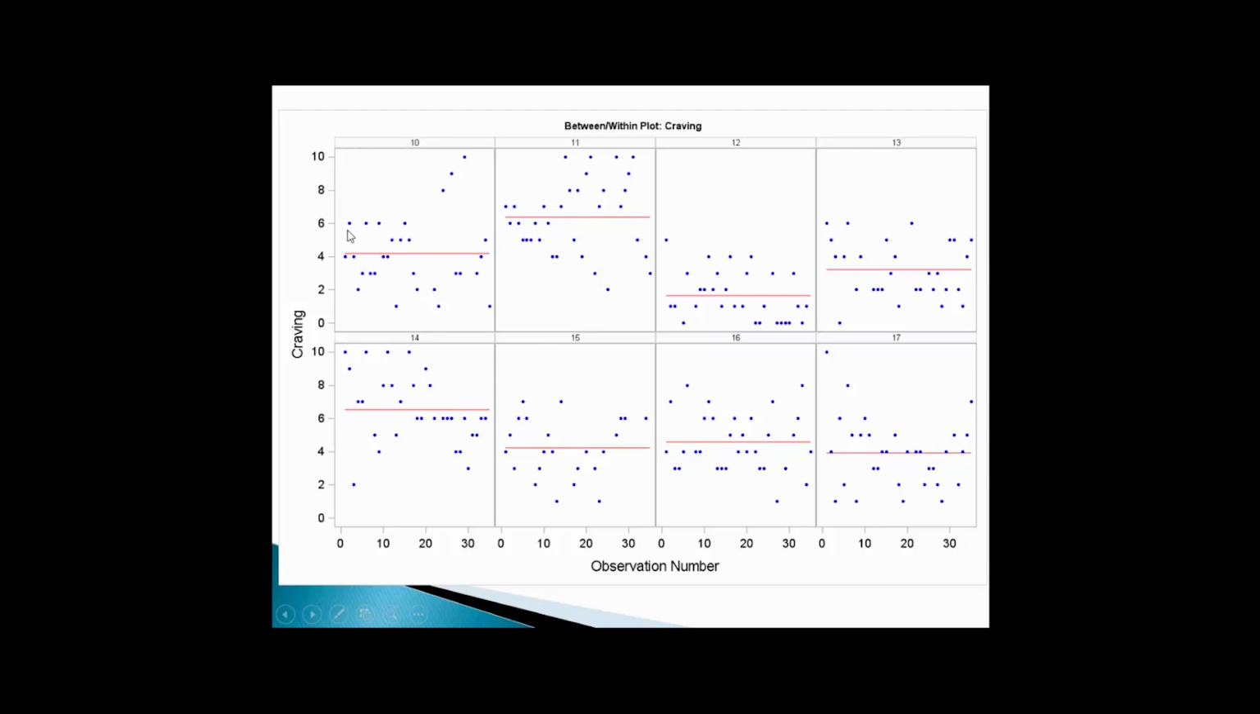When we're looking at the scatter of the blue dots around the red line, we're trying to understand why a person has a higher level of craving than they normally do at that moment. So that would be a within person question, right? So why does participant 10 have a higher level of craving around observations 20, 30, etc., than they do typically, or than they do at previous time points? Okay, so this plot I find very helpful for visualizing what we mean by a between and within person effect.